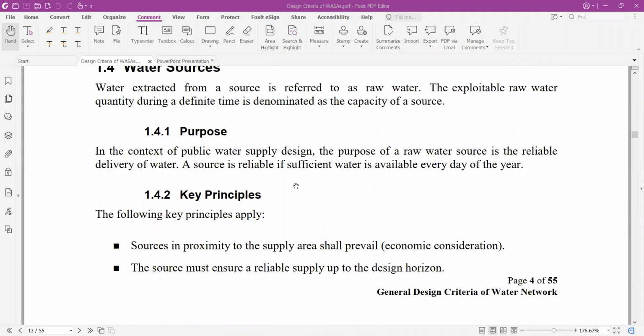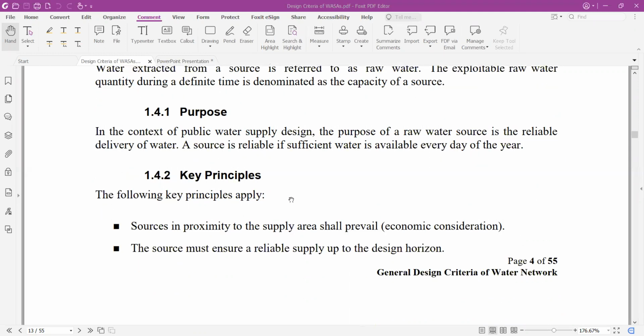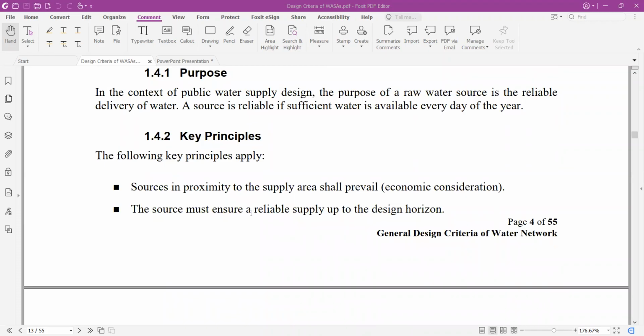First of all, in order to design a water supply system, you have to choose the right water source. Mostly it is well and good if the source is available in the vicinity of that area, because it is very economical. It may be a river, a stream, groundwater, spring, pond, whatever it is. It is very economical if it is available in the proximity of the area.